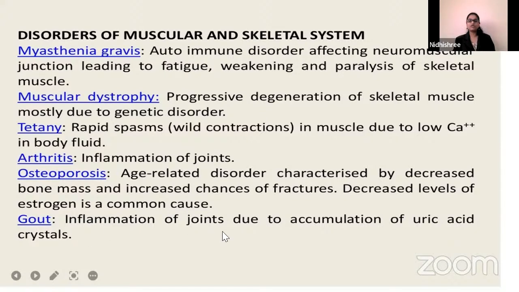Gout means what? Inflammation of joints due to accumulation of uric acid crystals.